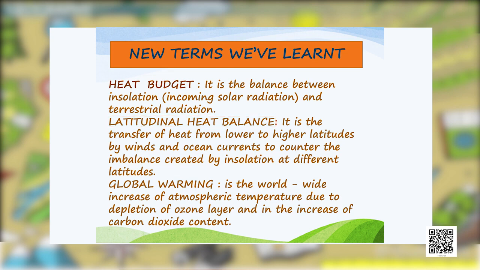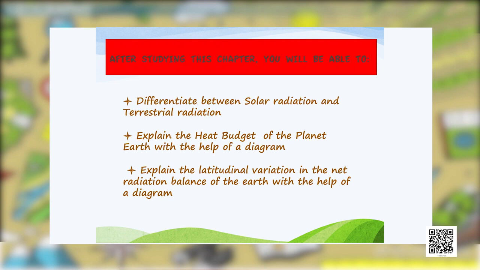And the most important term, which is everywhere in the world, is global warming. It is a worldwide increase of atmospheric temperature due to depletion of the ozone layer and an increase of carbon dioxide content. After going through this part 2, I hope you will be able to differentiate between solar radiation and terrestrial radiation. Explain the heat budget of the planet Earth with the help of a beautiful diagram.